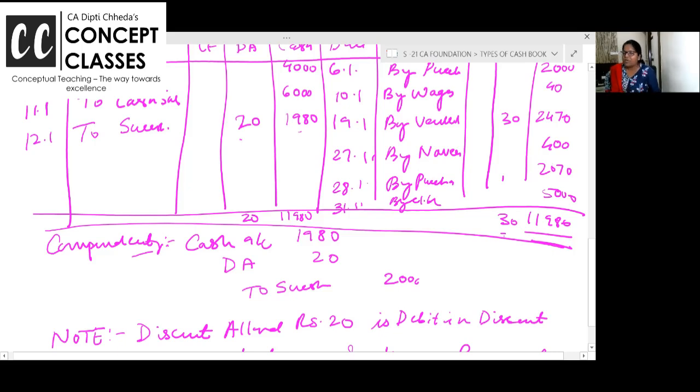So what new you learned in double column? One more additional column you have to make for discount allowed and received, and discount allowed will be posted on the debit side of discount allowed ledger. Discount received will be posted on the credit side, and they are not balanced. ठीक है? Easy, no? Discount allowed and received.